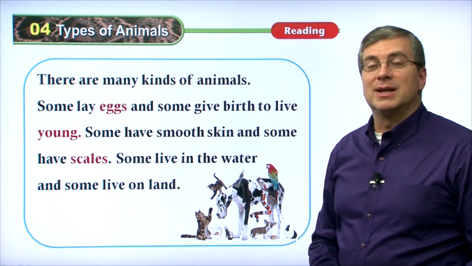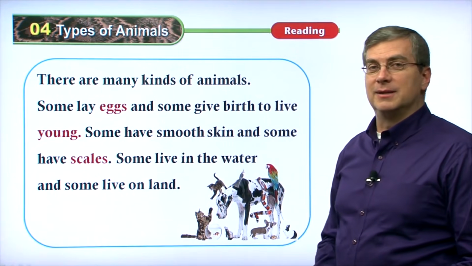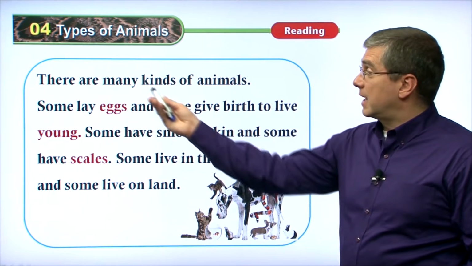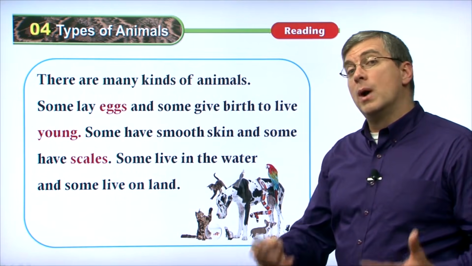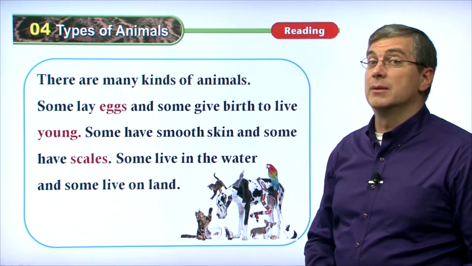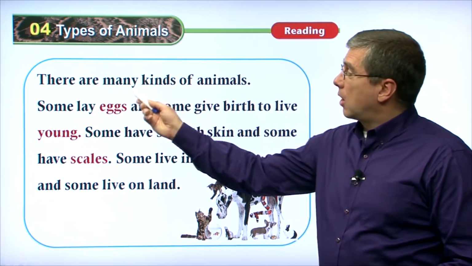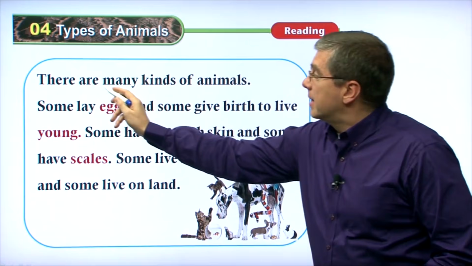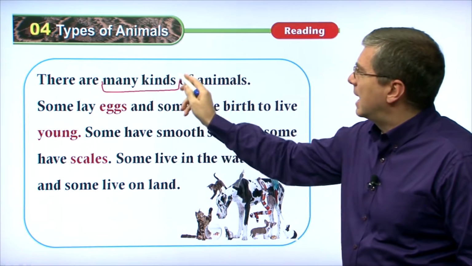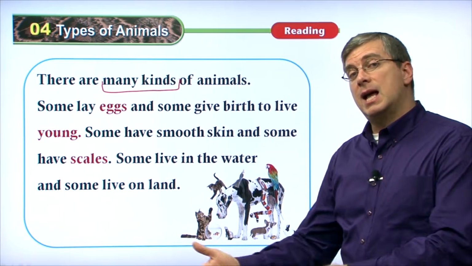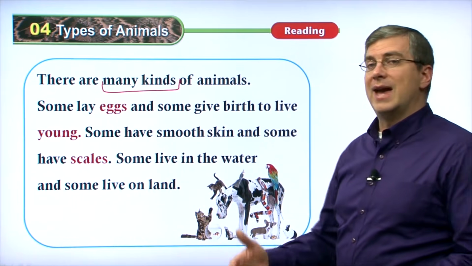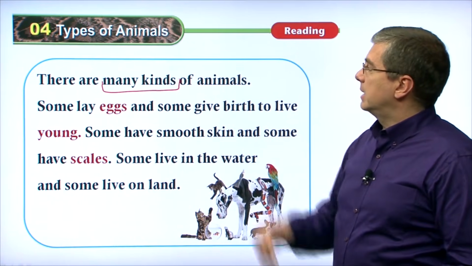Okay, welcome back. Let's go over the reading for this lesson. As usual, we take a look at the topic sentence of the reading, and that tells us what this reading passage is going to be about. In this case, there are many kinds of animals. That's the important part right here, many kinds. And that's what we're talking about in this lesson. Many different kinds or types of animals. So there are many kinds of animals.